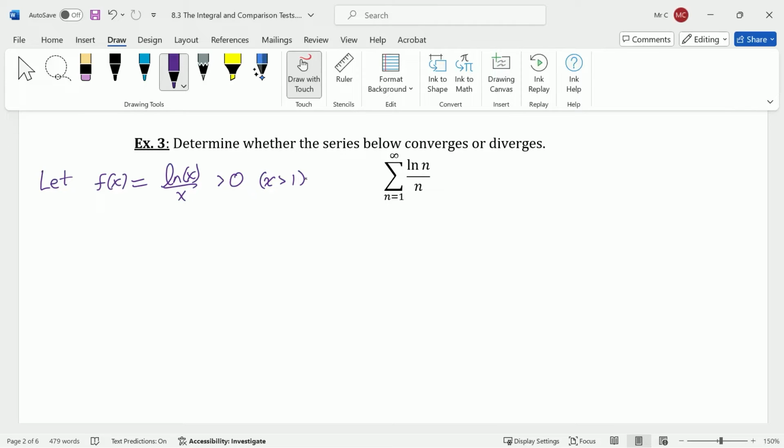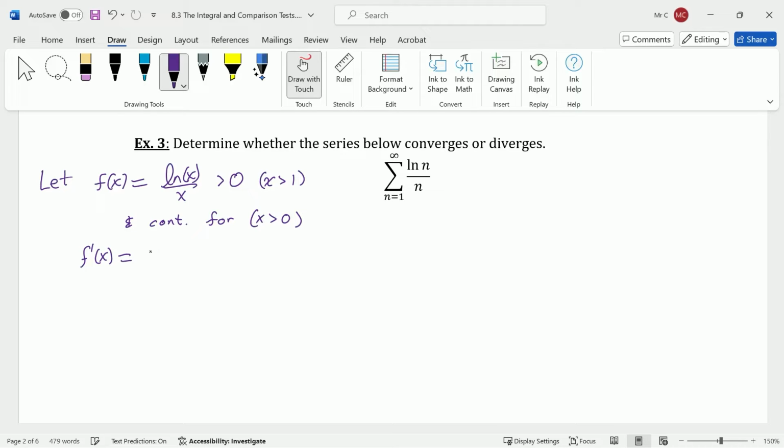And what else? Well, we do have continuity for x greater than 0. The natural log is a continuous function for x greater than 0, and so is dividing by x. That doesn't cause us any problems as long as x is larger than 0. And so what do we get for our derivative?